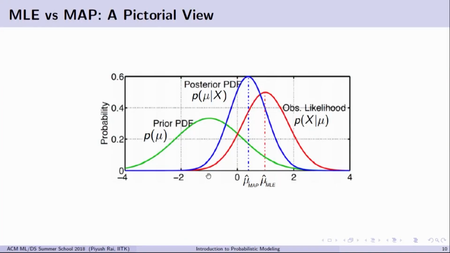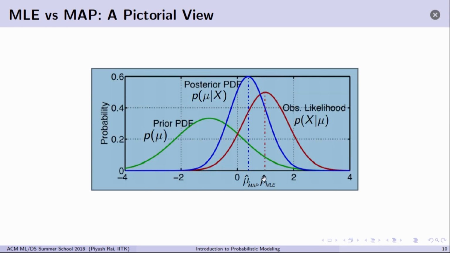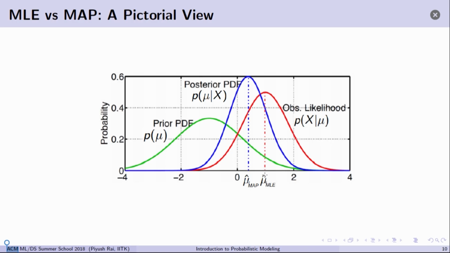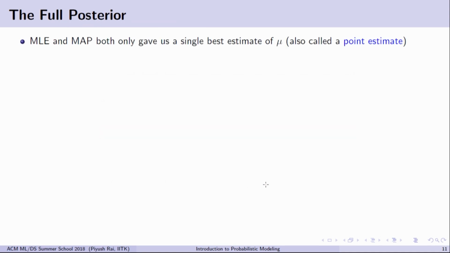As you can see here, if you look at the green curve, the prior distribution has a mean somewhere around this point. The MLE solution is here. And the MAP solution is kind of in the middle of the MLE solution and the prior distribution. So the prior distribution pulls the estimate towards the prior's mean, because without the prior, we have this point as the MLE solution. But when we incorporate the prior distribution, the MAP solution shifts towards the prior mean.